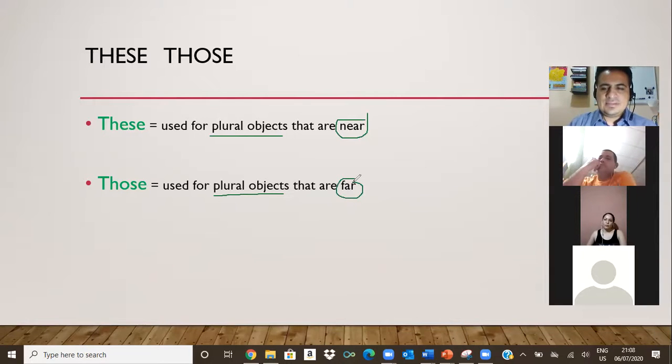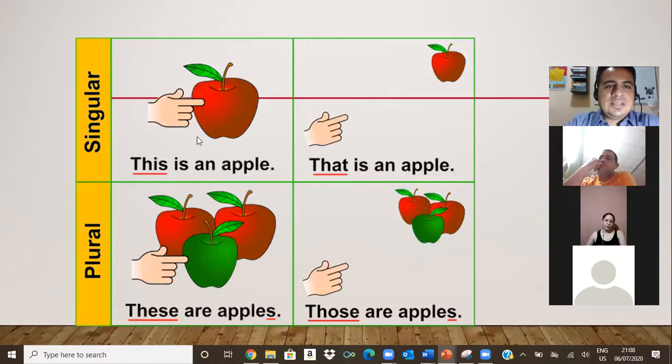These. Okay. For example, creo que pueden ver y escuchar mí. These are my keys. Si están lejos de mí, those are my keys. Those. Okay. For example, here, look at the singular. This is an apple. Está cerca de la persona. That is an apple. It's far away. Plural. These are apples. Those are apples. Está lejos.